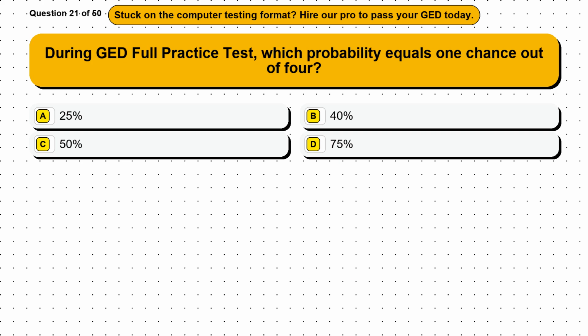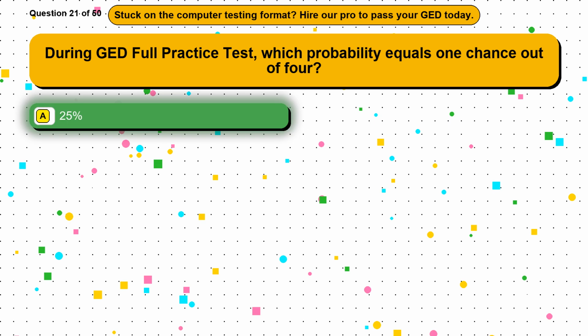Question 21. During GED Full Practice Test, which probability equals 1 chance out of 4? Option A. 25%. Option B. 40%. Option C. 50%. Option D. 75%. The correct answer is option A.